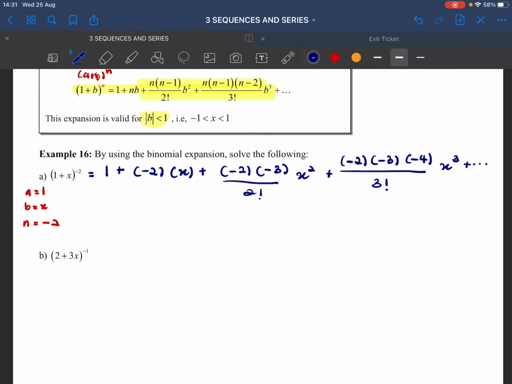So now we just press our calculator. So 1 minus 2 times x, we will get minus 2x. So here negative 2 times negative 3, we will get 6.